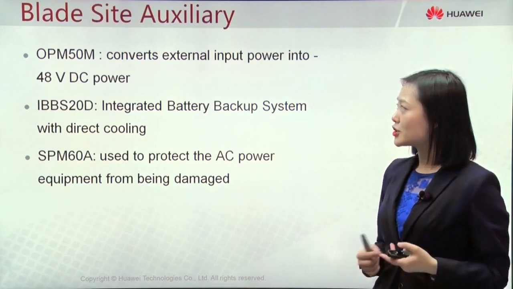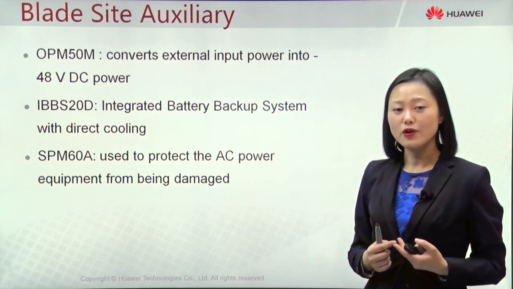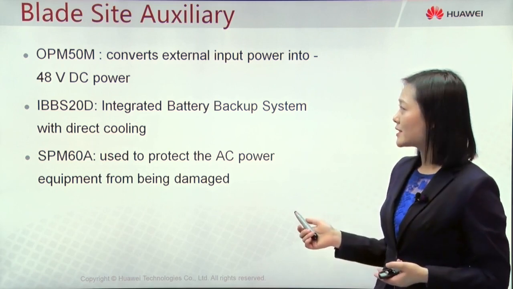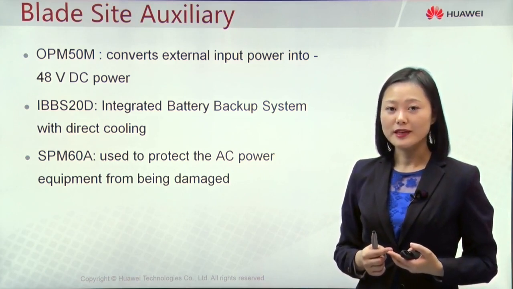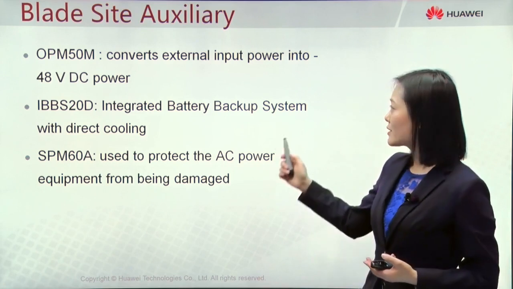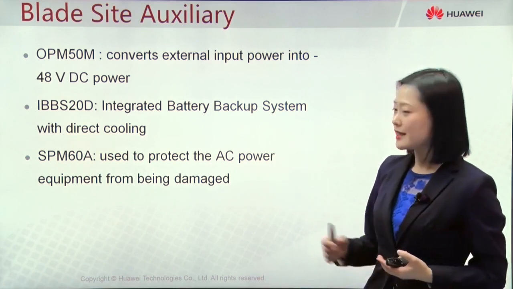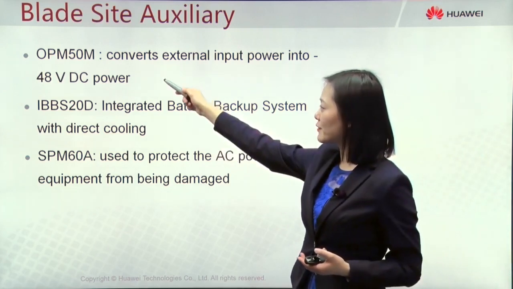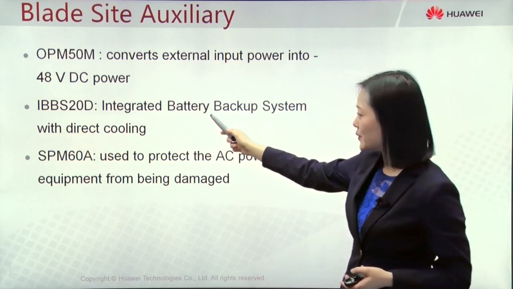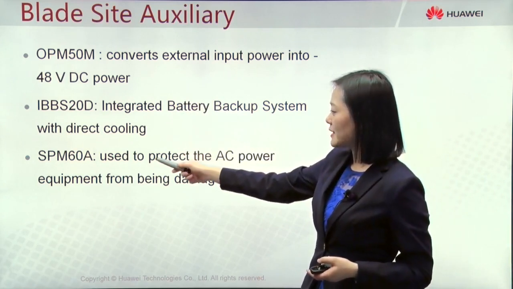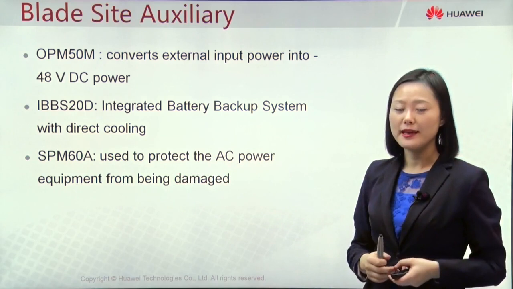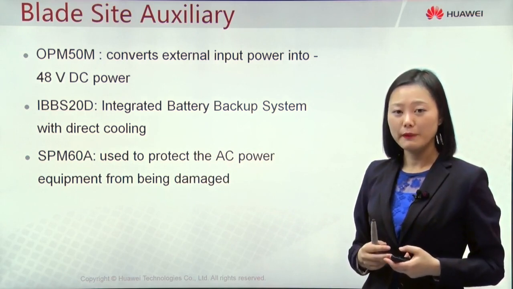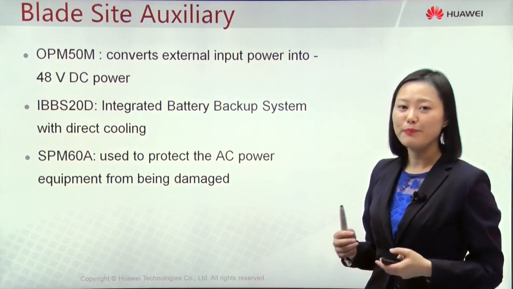Well, till now we introduced the auxiliary devices for the normal sites, macro site and GBS 3900. For the blade site, we know the main components are blade BBU and blade RRU. They are installed on the tower, so for the auxiliary devices of the blade site, we need a special power module, OPM50M, and a special battery backup module, IBBS20D, and this SPM is used to protect AC power. So all these 3 modules can be installed on the tower together with blade BBU and blade RRU, becoming the blade site solution.